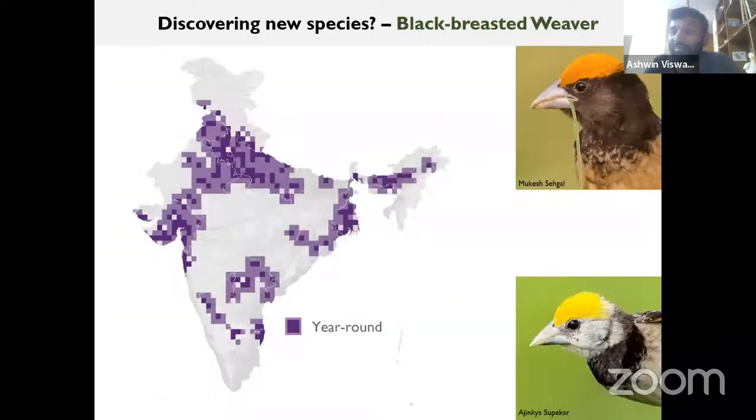You can even discover potentially new species. So this is black-breasted weaver. Black-breasted weaver is like Baya weaver. Are they separate species? Then we don't know. We don't know whether they're separate species.